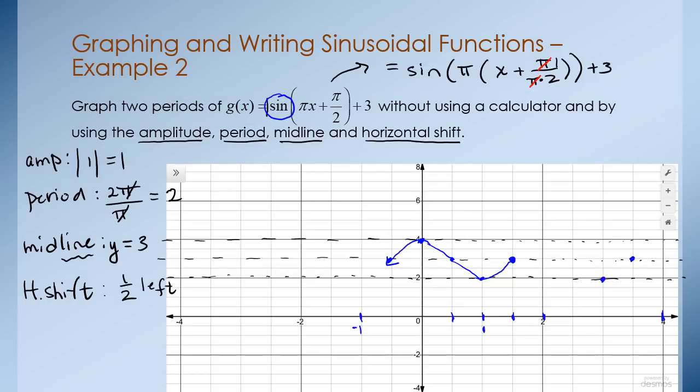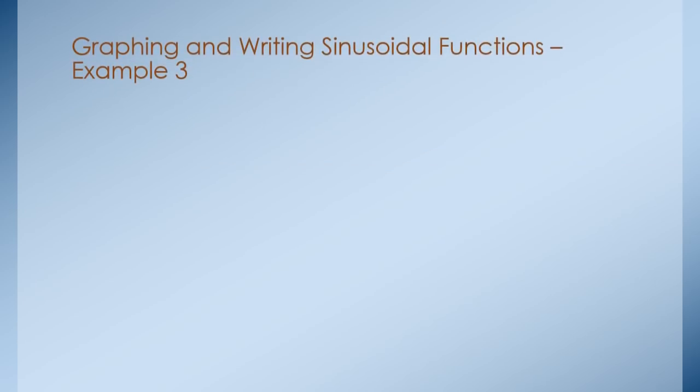I could move to the left as well. From my midline, I'm going to move to the right 1, 2, 3, 4 units. And from my maximum, I'll go out 1, 2, 3, 4 units. And I think that's probably enough for me to connect and see a second period of this function. So let's look at another example.